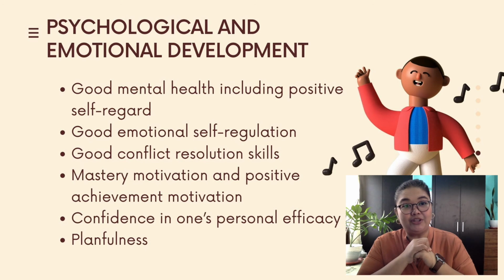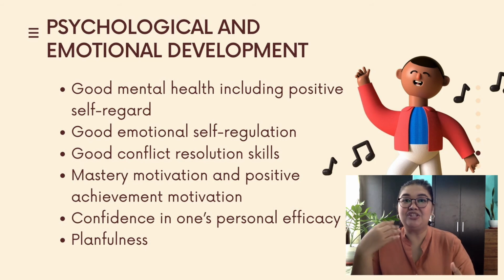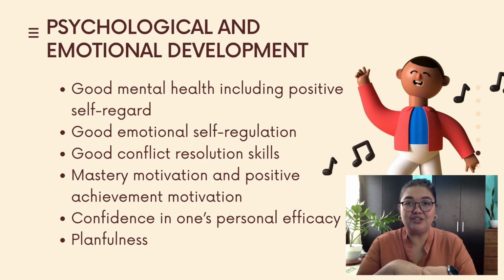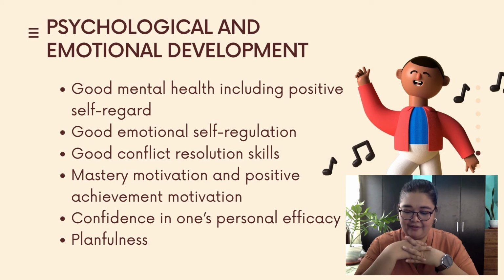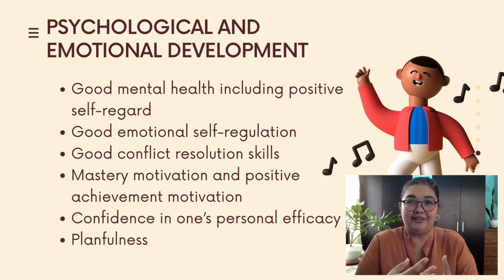Next, we have the mastery motivation and positive achievement motivation. So when we talk about motivation, you are motivated. Kumbaga, you have this desire to become a better individual. That's why you try to achieve things, no matter how big or small this achievement is. You are still motivated to become a better individual. Next, we have confidence in one's personal efficacy. When we say personal efficacy, this is your belief in yourself that you could do it, that you could do certain things no matter how hard or easy it is. That is personal efficacy.